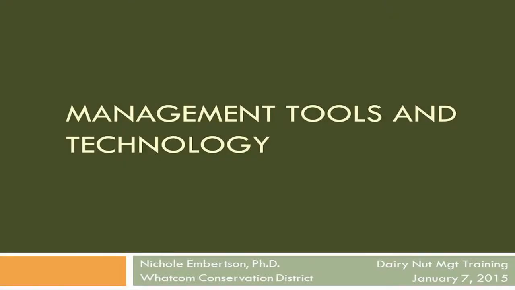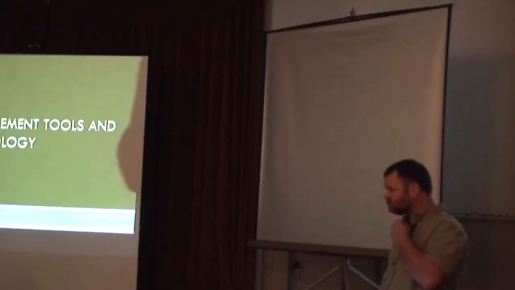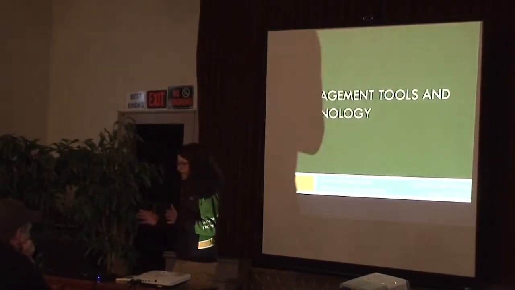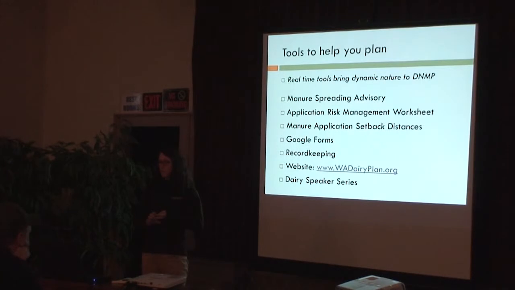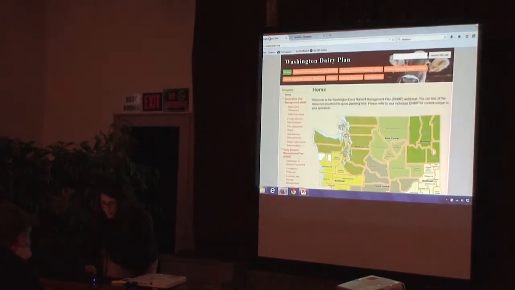I'm just going to do a super quick talk about, since we've talked a lot about the management tools and technologies throughout the day, I just want to quickly highlight a couple. We've already talked about the spreading advisory, the manure application program, and the application risk management worksheet, manure application setback distances, Google Forms, record keeping, our website, and speaker series. I'm just going to touch on these a little bit, and in particular, I want to go over our website and show a few things.